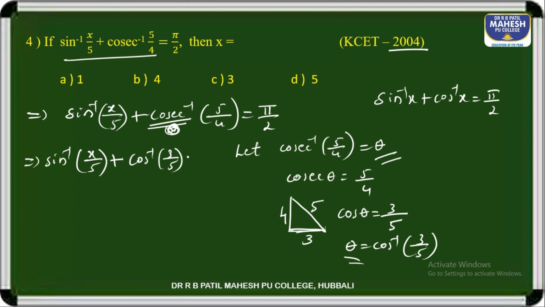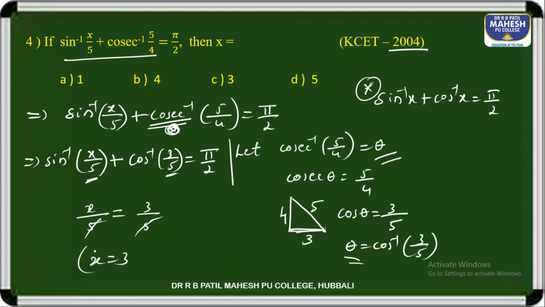So this is equal to pi by 2 as given in the question. So now, using this sin inverse x plus cos inverse x equal to pi by 2, this is also x, this is also x. It means x by 5 is equal to 3 by 5. Both are equal. Then only it is going to be pi by 2. So cancel out 5 and 5 and you are going to get the value of x as 3. So the option for this question is option C, because 3 is there in option C. Hence the solution of the problem number 4, KCET question.